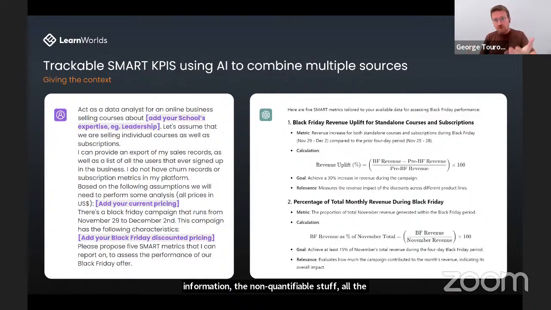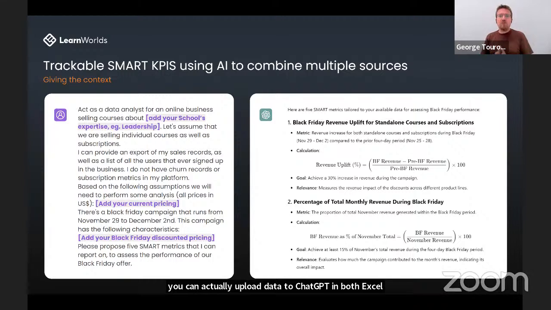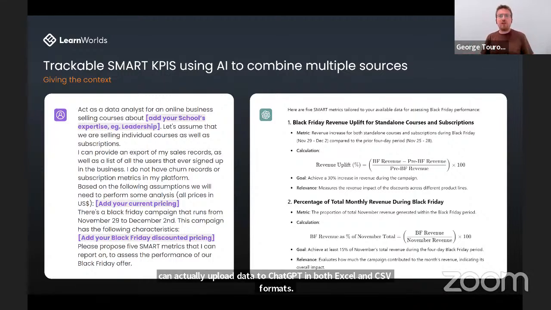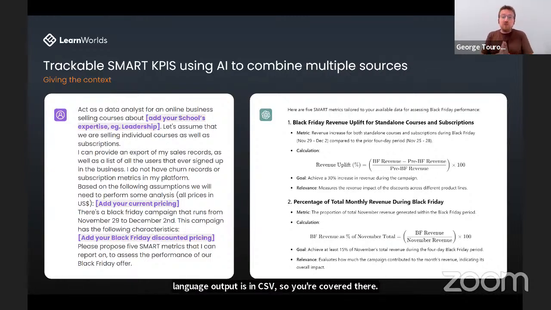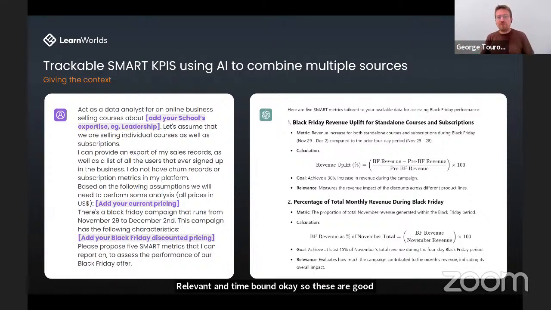You can actually upload data to ChatGPT in both Excel and CSV formats. LearnWorlds output is in CSV, so you're covered there. And we're asking it to provide 5 smart KPIs. Smart, not just because it's smart to track them, but it's an acronym for them being specific, measurable, achievable, relevant, and time bound. These are good attributes for any KPIs that you want to measure.